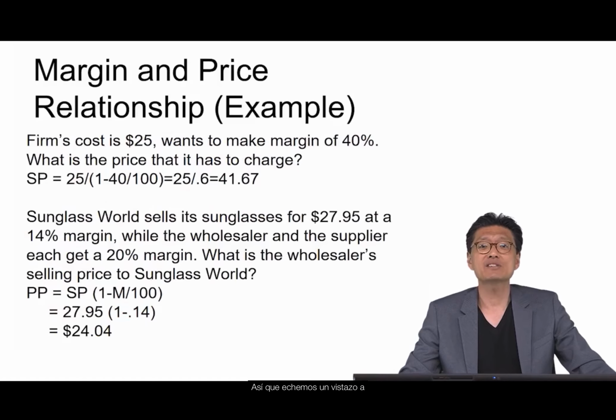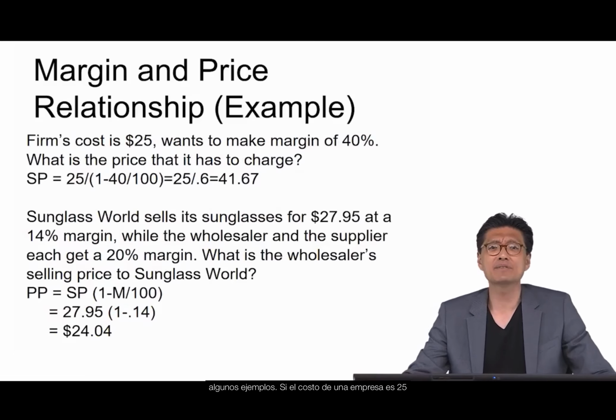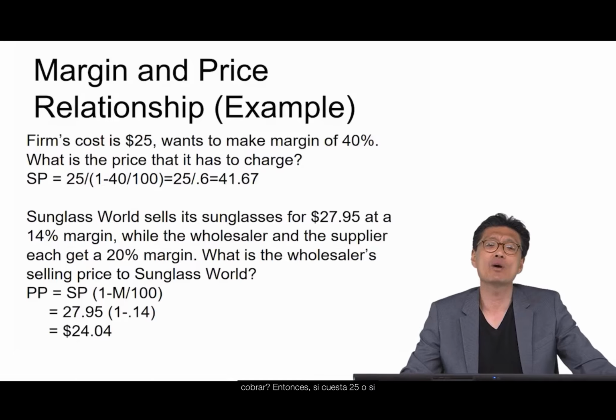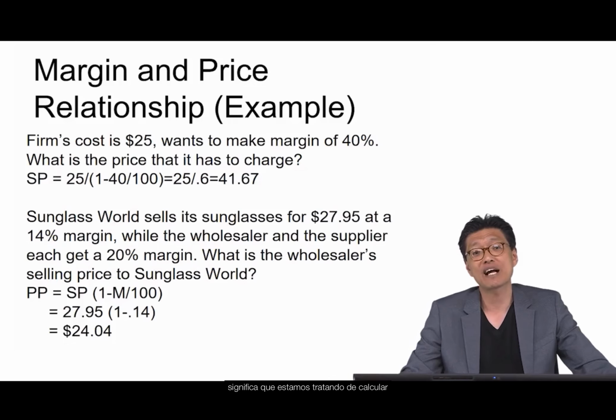Right? So let's take a look at some examples. If a firm's cost is $25 and it wants to make a margin of 40%, what is the price that it has to charge? If we bought it at $25 and it wants to make a margin of 40%, then what price does it have to charge? That means we're trying to calculate the selling price.